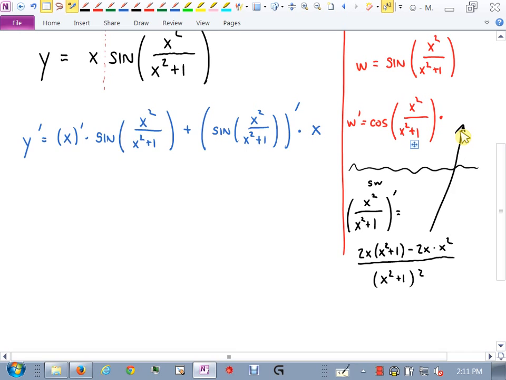Now, hopefully you have some more room on your page. I'm trying to get as much information on one sheet as I can so I don't have to flip back and forth. But let's go ahead and grab this w prime right here. Let's write down what it is. It's cosine of x squared over x squared plus 1 times, now this thing cleaned up, 2x cubed plus 2x minus 2x cubed. So that just leaves you with 2x on top. That's nice. 2x over this.